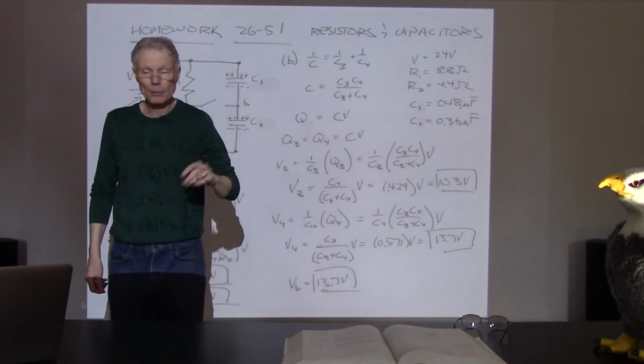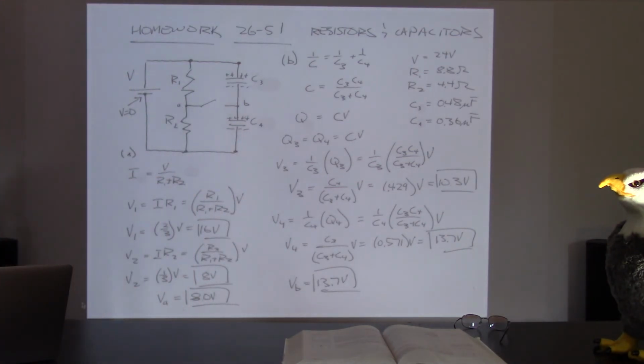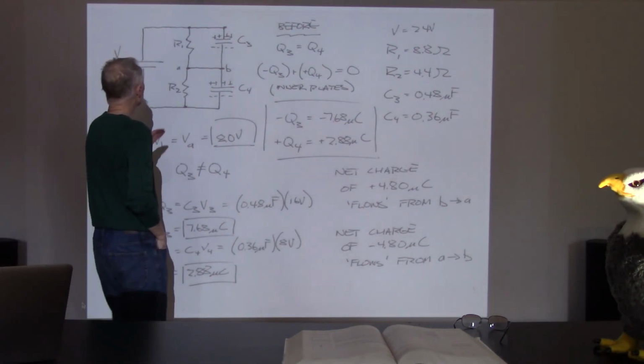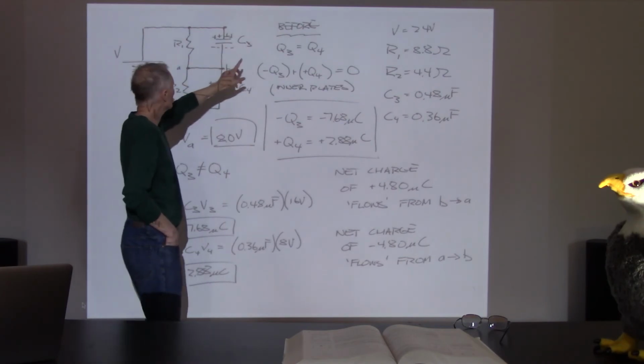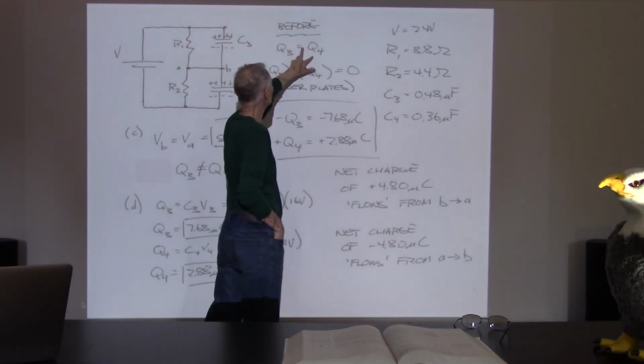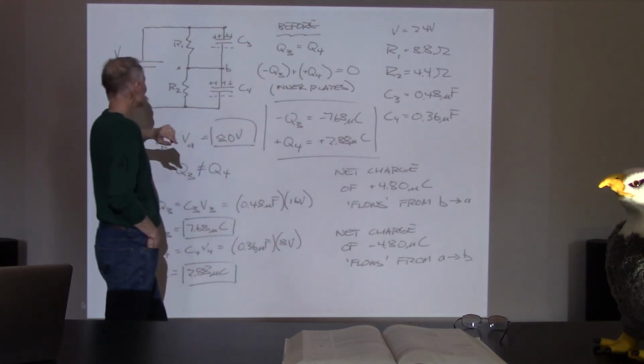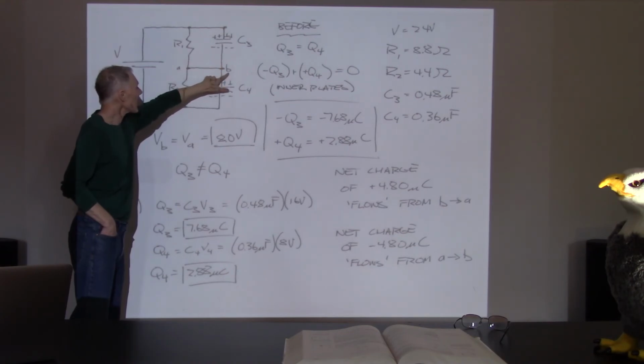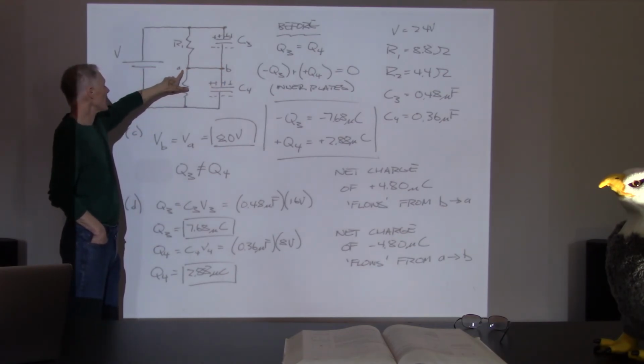Now in the second part of the problem, there's always a second part of the problem on these, they close the switch. So what happens when we close the switch? Well, before we close the switch, remember how Q3 was equal to Q4? Well, that's not going to be the case anymore, because by closing the switch, B now is going to be at the same voltage as A.